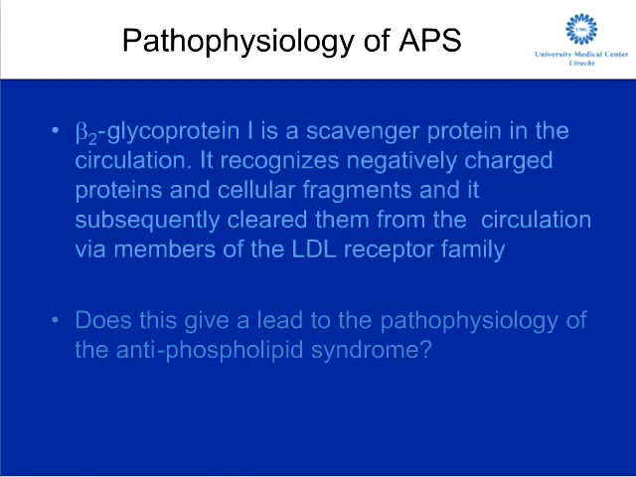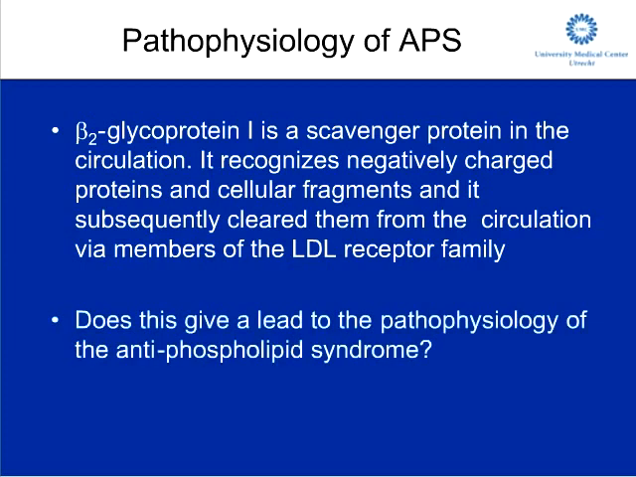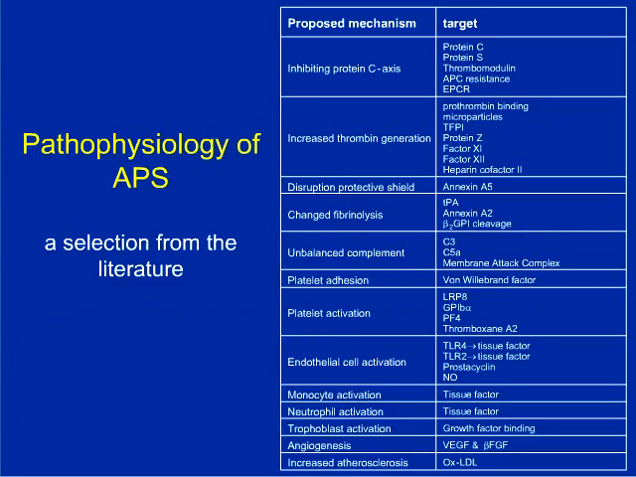So we think that beta-2-glycoprotein 1 is a scavenger protein in circulation. It recognizes negatively charged proteins and cellular fragments and subsequently clears them from the circulation via members of the LDL receptor family. Does that give us a lead to the pathophysiology of the antiphospholipid syndrome? Is it so that the antibodies stabilize beta-2-glycoprotein 1 in an open conformation and that thus explains the clinical phenotype? It is possible, but we don't know. I always like this summary of the literature of the different possibilities published, of how to have an explanation why these antibodies induce thrombosis.